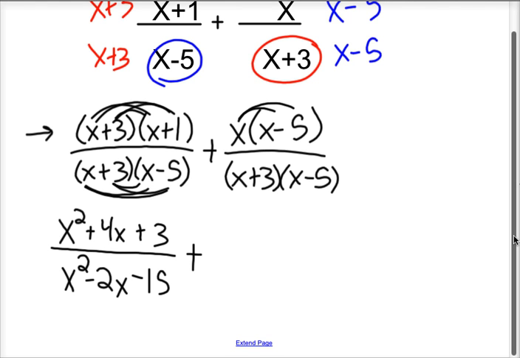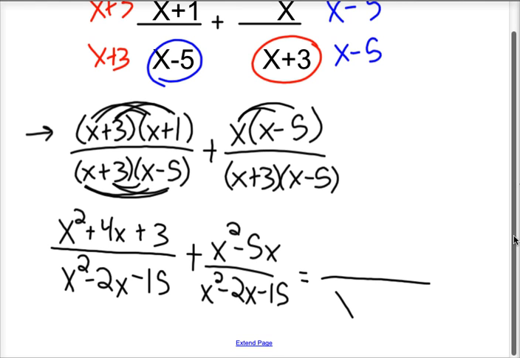Here, all you have to do is distribute this one. It's not the foiling process. You really just have to distribute. And then notice the denominator is the same. So you've already done that work. You don't need to write out and work through the whole thing again. Don't reinvent the wheel.